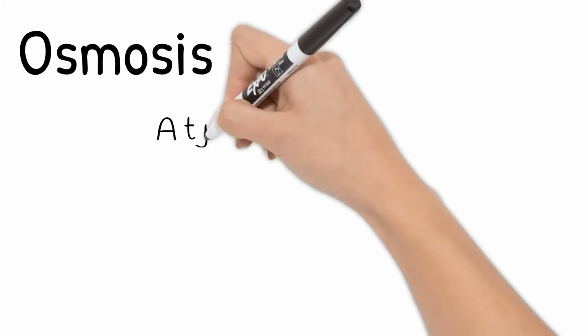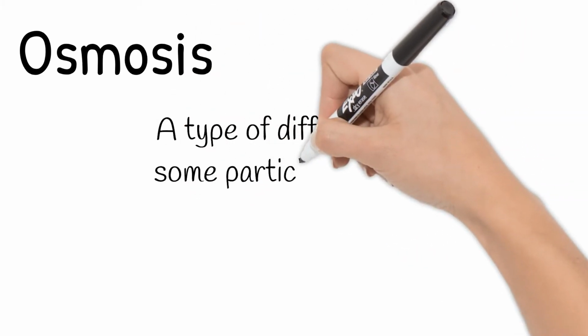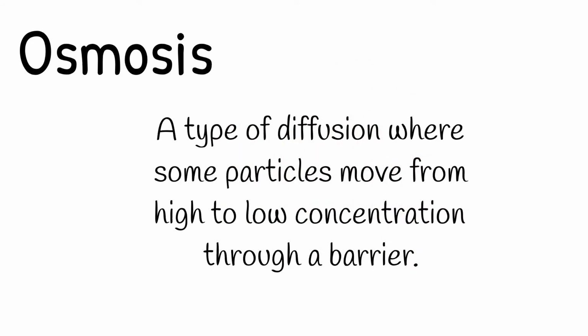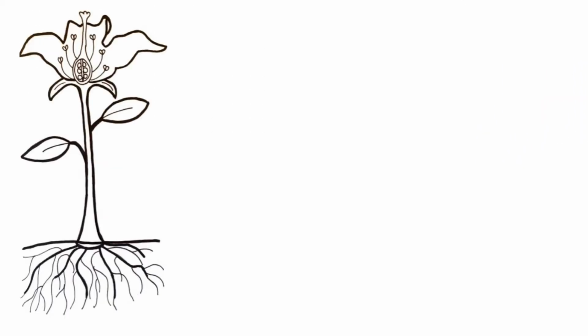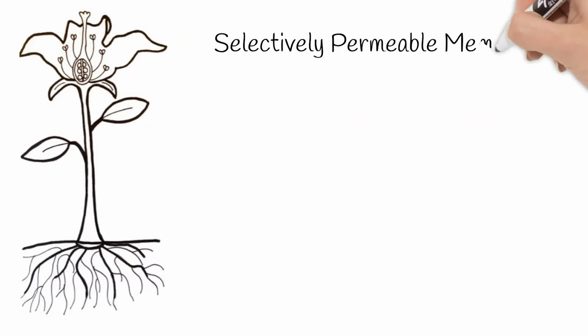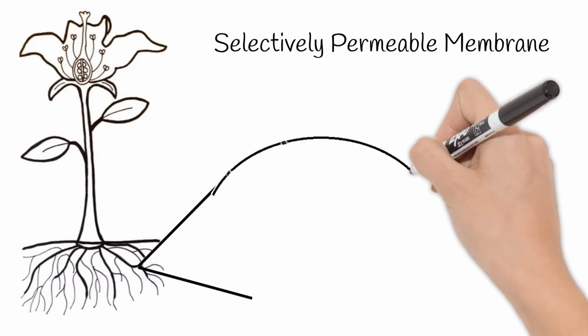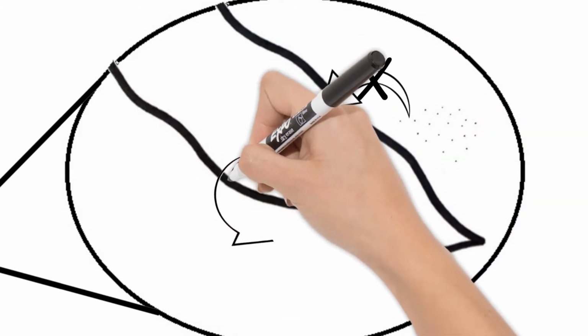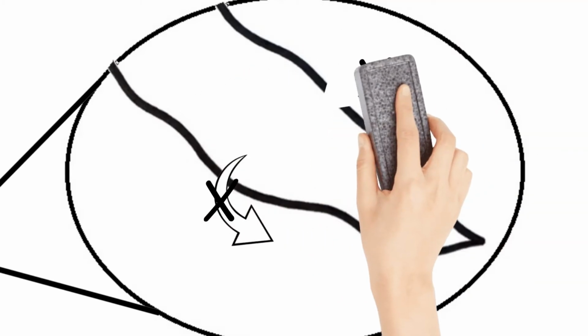Osmosis is a type of diffusion, where some particles move from high to low concentration through a barrier. Plant cells have a barrier called a selectively permeable membrane. This selectively permeable membrane allows water and nutrients through, but not anything the plant doesn't want, or anything it doesn't want to lose from inside.